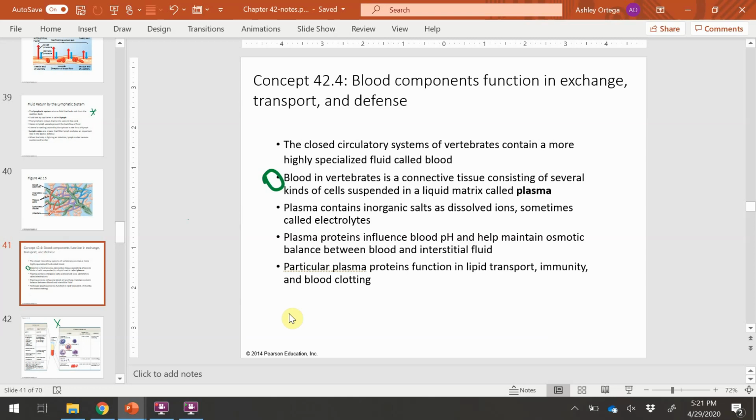Plasma has inorganic salts like ions. They're also called electrolytes. Plasma proteins will influence the blood pH and help maintain osmotic balance between blood and interstitial fluid. There are certain plasma proteins that function in lipid transport, immunity, and blood clotting.